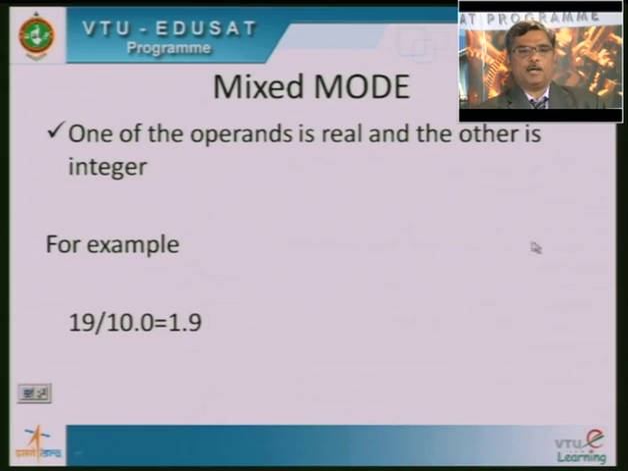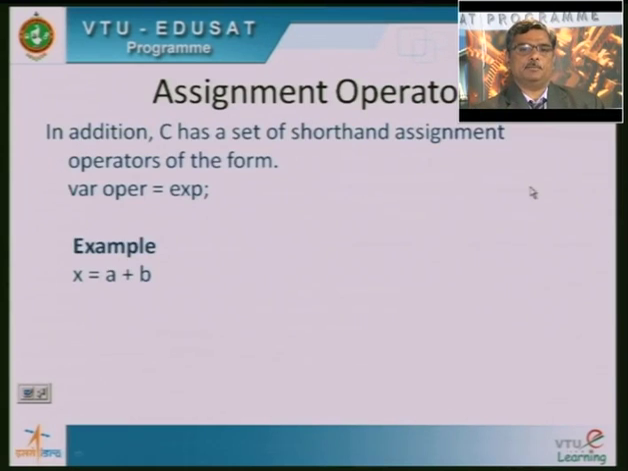Sometimes you require one data of type integer and another data of type real. 19 divided by 10.0, actually its value is 1.9. If you assign this value to an integer, you will get only 1, not 1.9. If you assign this value to a floating type variable, you will get its complete value 1.9. C supports this mixed mode of operation in the instruction. One of the operands is real and another may be integer. That's what we call mixed mode.